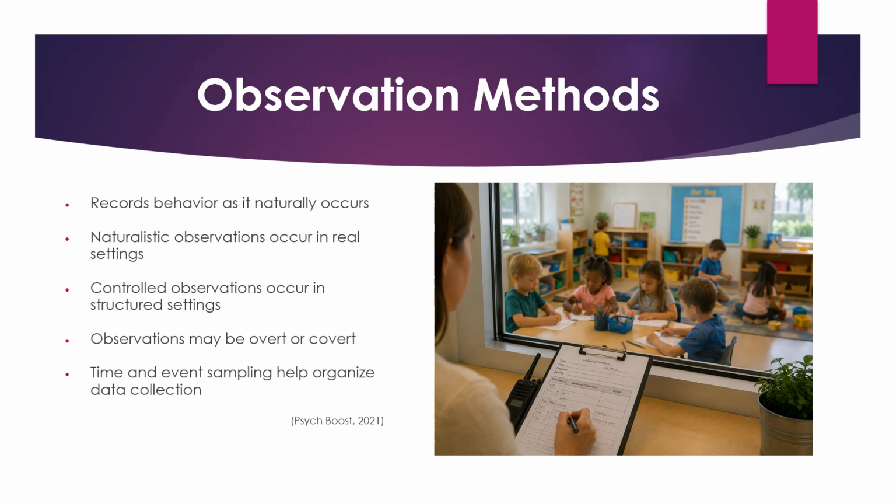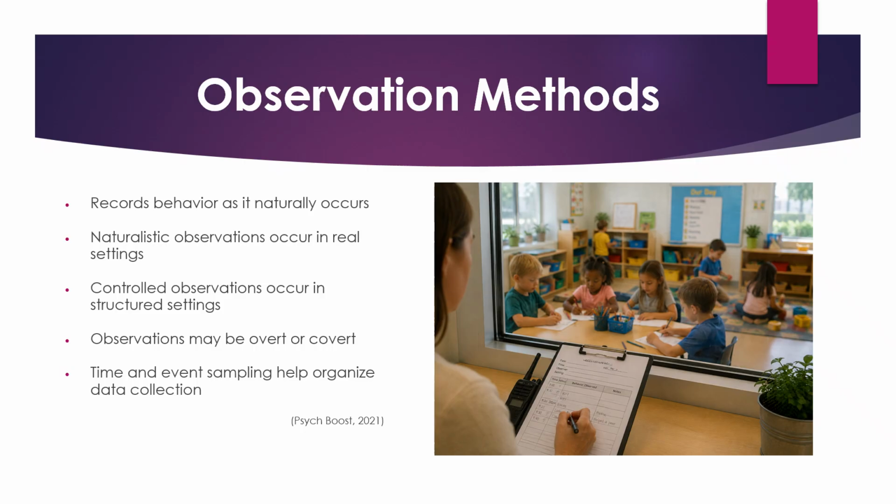Observation methods involve watching and recording behavior as it naturally happens. Sometimes researchers observe people in real-life settings, which is called naturalistic observation, because it allows them to see how people normally behave in everyday situations. Other times, observations are done in more controlled settings where researchers have more structure over the environment.